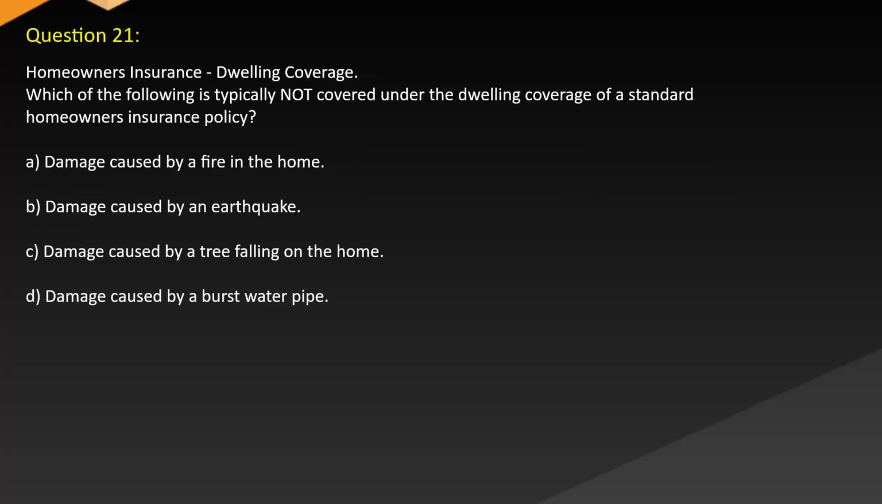Question 21. Homeowners insurance. Dwelling coverage. Which of the following is typically not covered under the dwelling coverage of a standard homeowner's insurance policy? A. Damage caused by a fire in the home. B. Damage caused by an earthquake. C. Damage caused by a tree falling on the home. D. Damage caused by a burst water pipe.